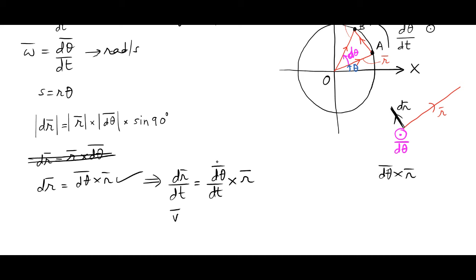Now d theta by dt is nothing but omega bar, namely the angular velocity. So my relation finally becomes v bar, that is the linear velocity of the particle, is equal to the cross product of number 1 its angular velocity and number 2 its radius or its position vector, and that's one relationship which you should remember, the velocity in terms of the angular velocity.